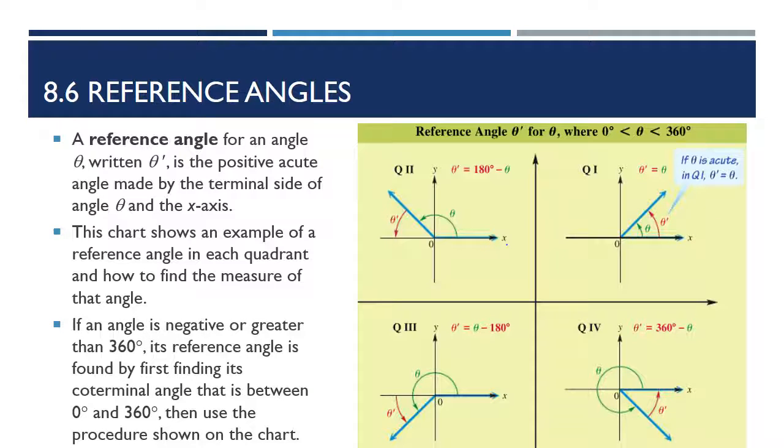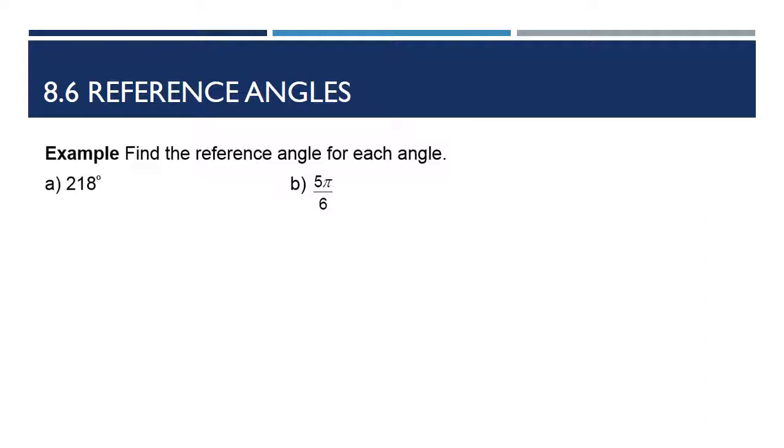If the angle is negative or greater than 360, then what you have to do first is find the coterminal angle that is between 0 and 360, and then you use these techniques that are shown on the chart here. Find the reference angle for each angle given. Pause the recording, give this a try, and resume to check your answer.